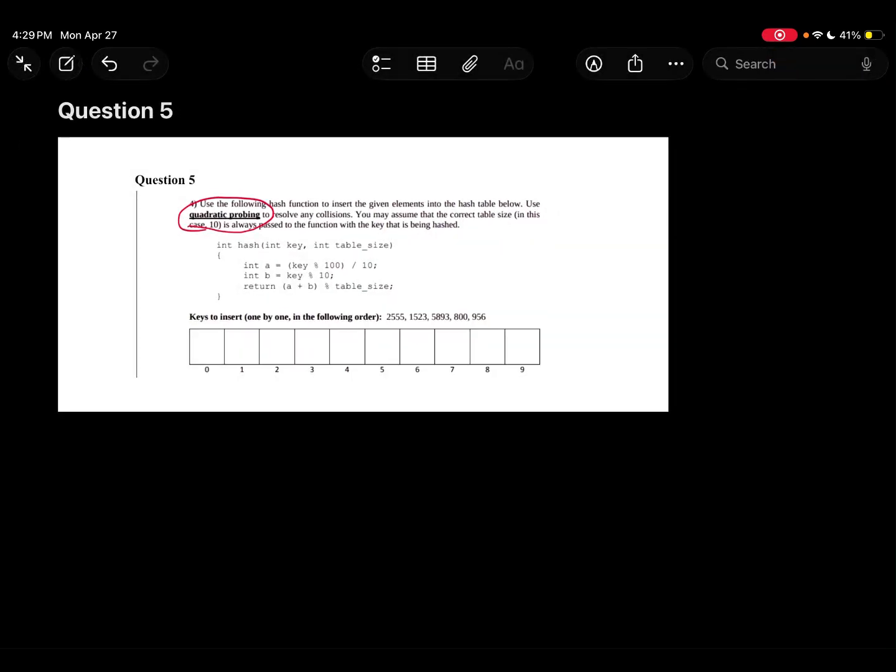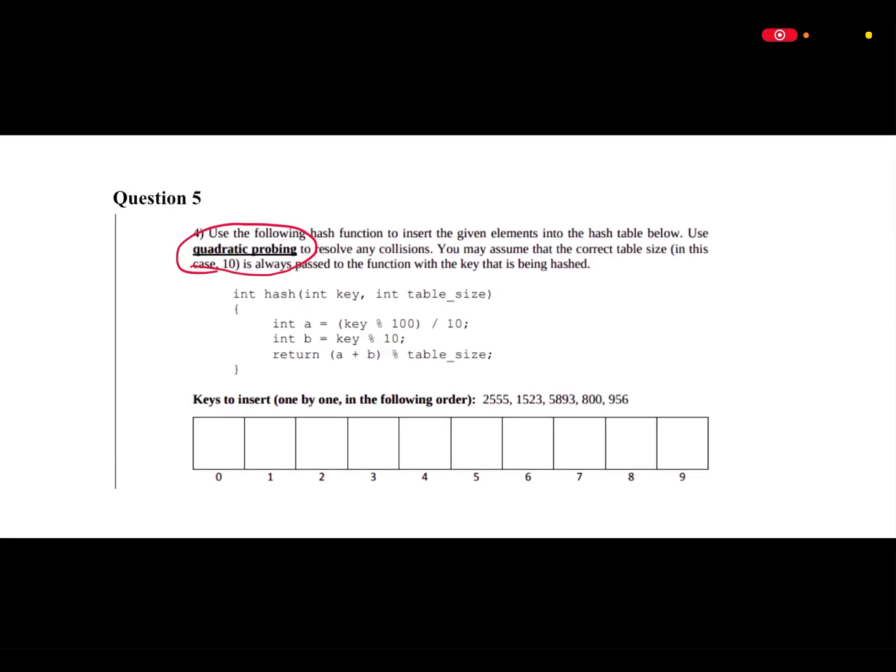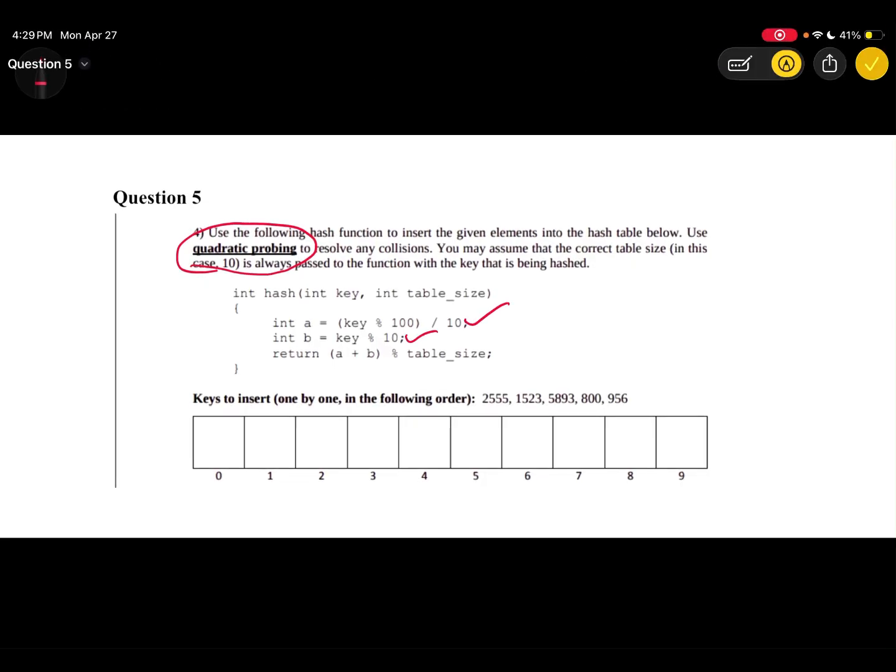Okay, so this is what we're gonna do. For this, we just calculate the values one by one. Hold on, let me zoom in. We'll calculate the value for A, calculate the value for B, add the value of A plus B, and mod it by the table size. Again, table size is what?